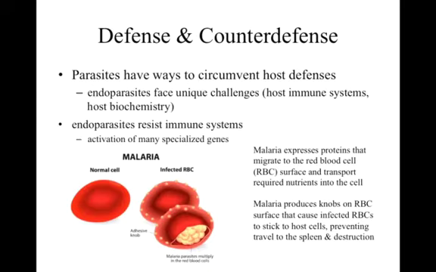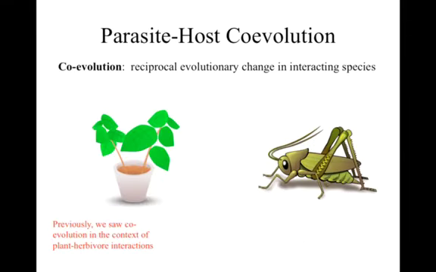Another thing that parasites can do is they can affect where they get moved into the body. Malaria actually expresses proteins that allow it to migrate to the red blood cell surface. It expresses these proteins that migrate to the surface of the red blood cell, and that allows them to pull in nutrients into the cell, and then it produces these knobs on the surface that cause the infected red blood cells to stick to the host cells and stick in that good environment where it's getting the nutrients it needs, and it prevents the malaria from traveling to the spleen where the malaria would otherwise be destroyed by the immune system.